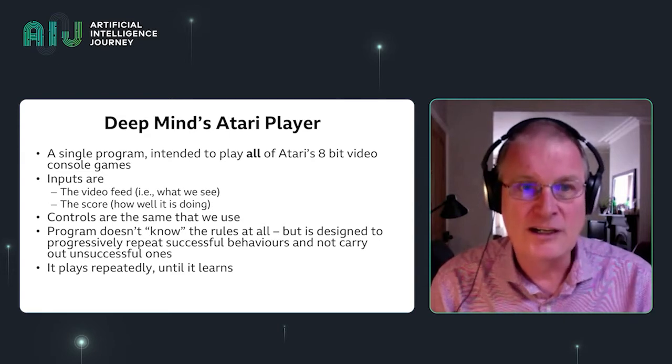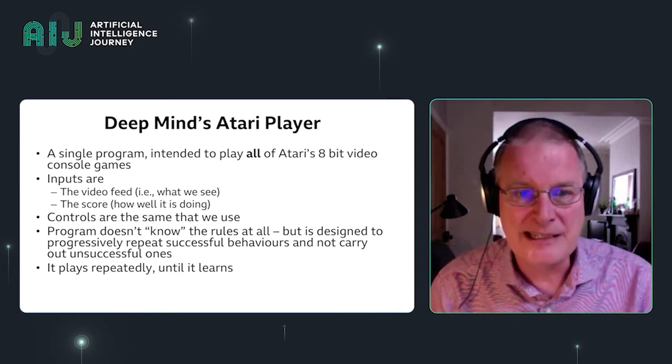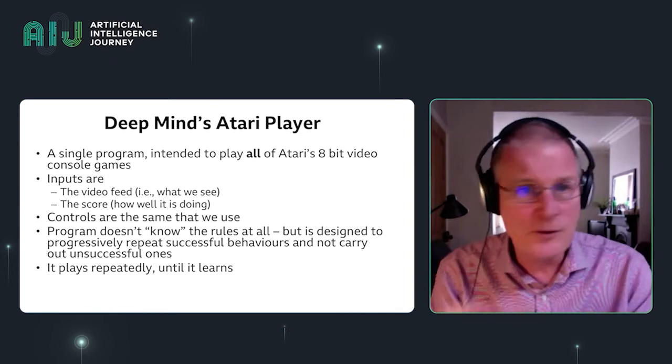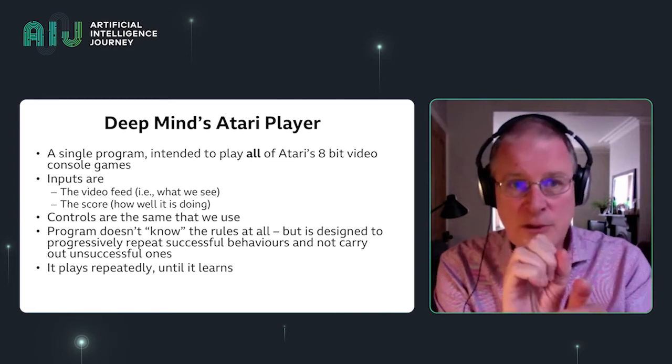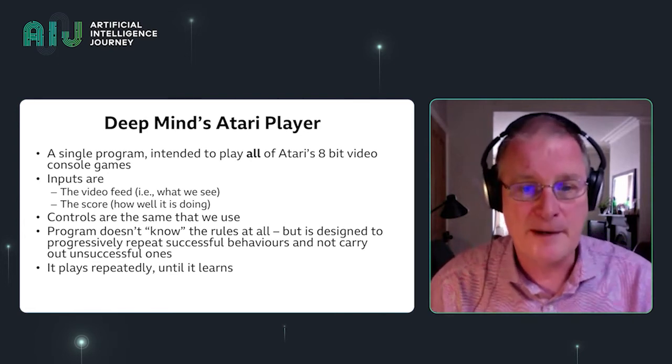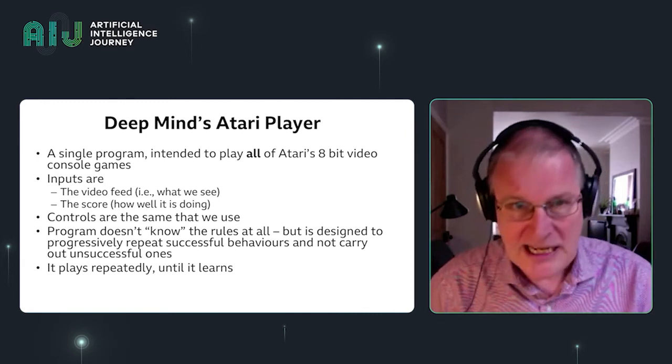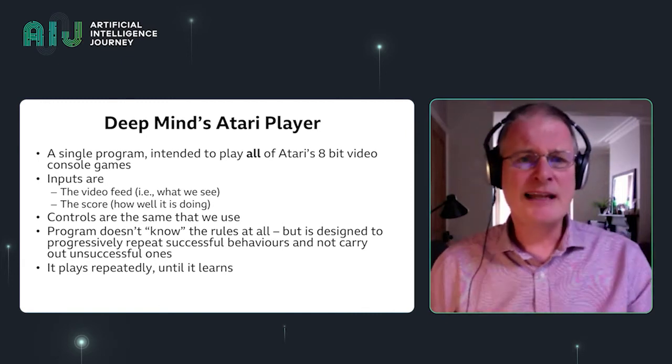It gets the score of the game. It knows at any given point how well it's doing. And the controls are exactly the same controls that you or I use. So the controls on this console was a simple joystick with a one fire button. So let's look now at a video, and the video is of the DeepMind program playing the game of Breakout. And anybody under the age of 70, I think, will immediately recognize the game of Breakout. So if we could show the video now.